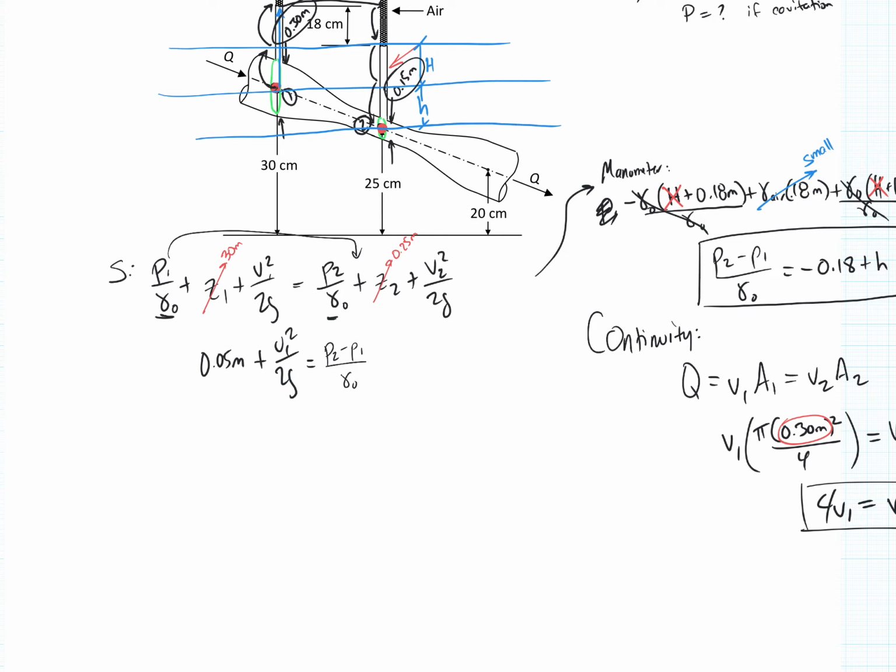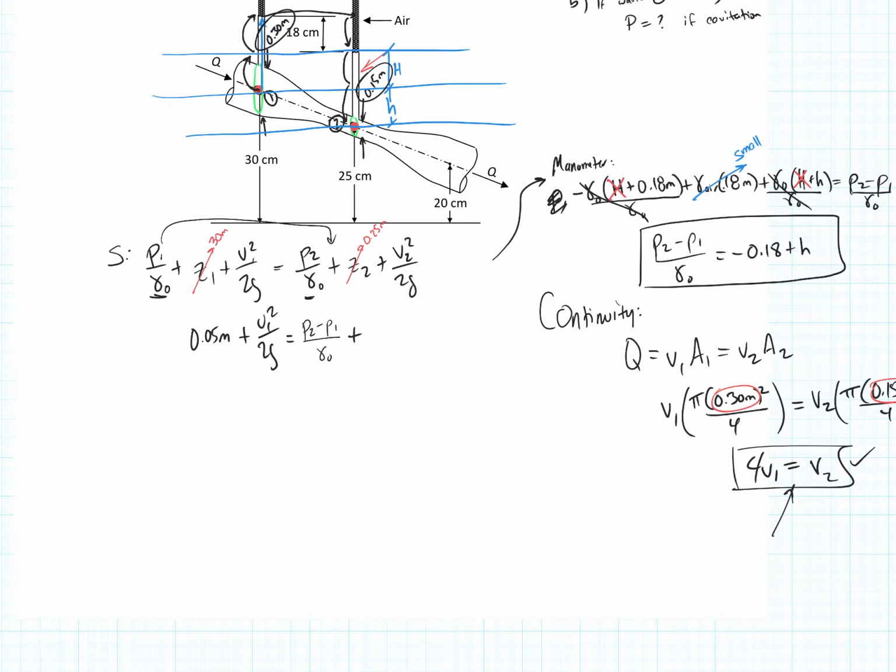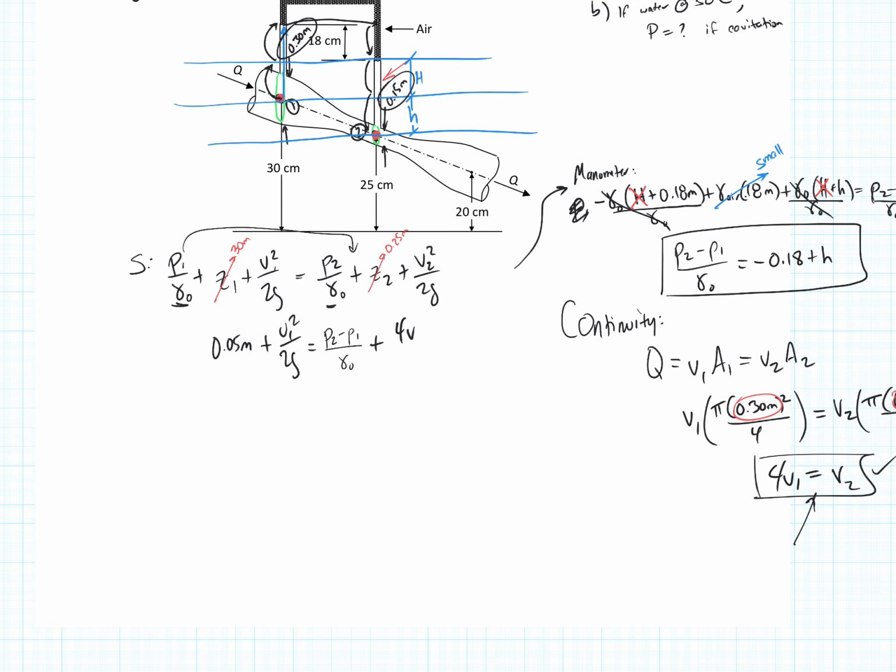Okay, let's see. What else do we have here? So we've already got Z1 and Z2 accounted for. So we need V2 squared. So I'm going to do plus, and V2 is over here. V2 is 4V1. Okay, so this is going to be 4V1 squared. Always remember the square goes on the outside. That's like the biggest error that people make. Okay, so this is essentially our equation.